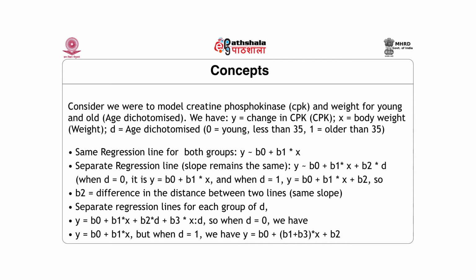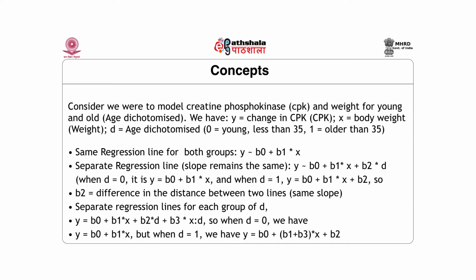So, same regression line for both groups. And for the same regression line for both groups, we don't really care much about age. So we'll say, I don't care about your age distribution. I will just go with whatever is the regression line between weight and creatine phosphokinase. Simply, you use beta 0 plus beta 1 times x. And that's not very informative, is it?